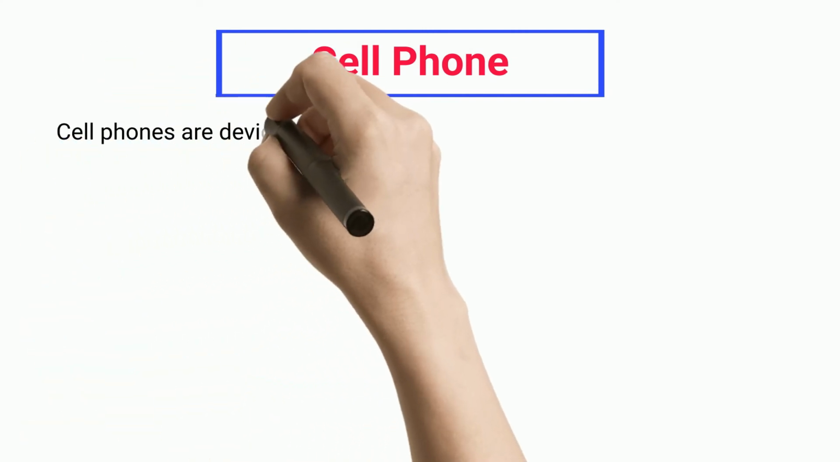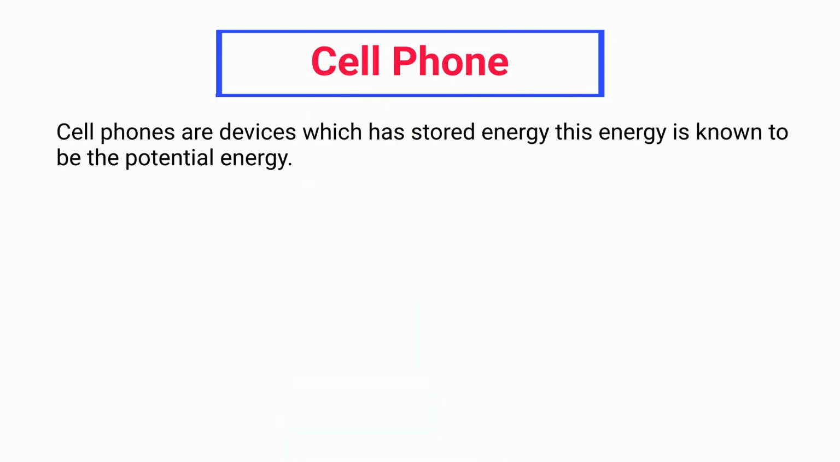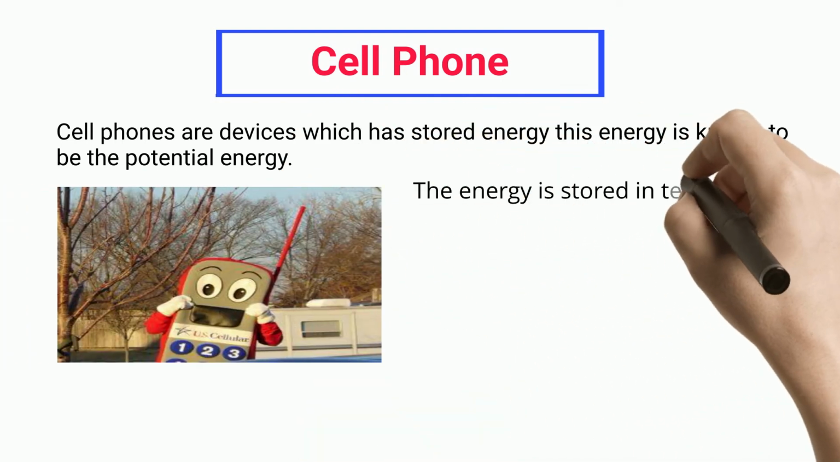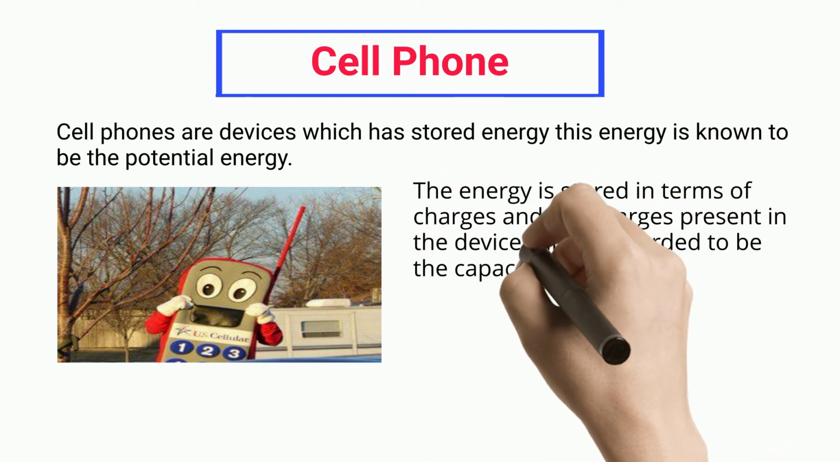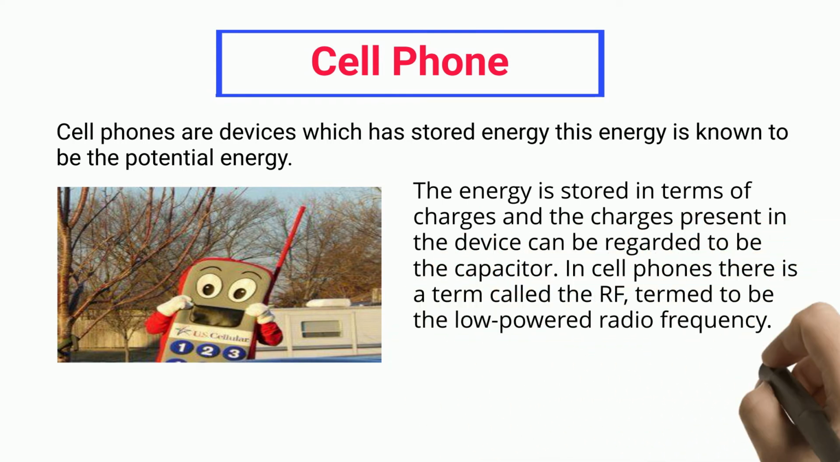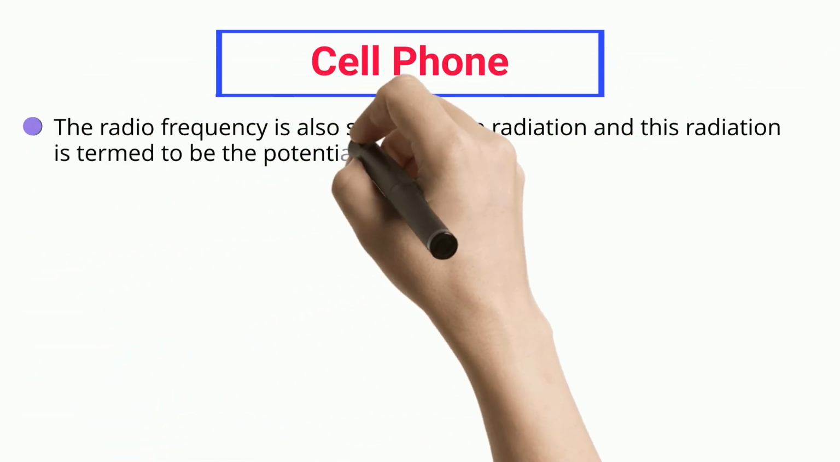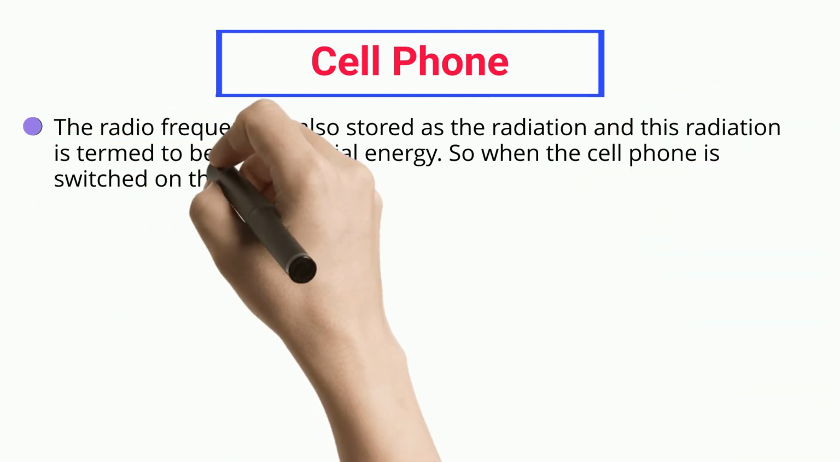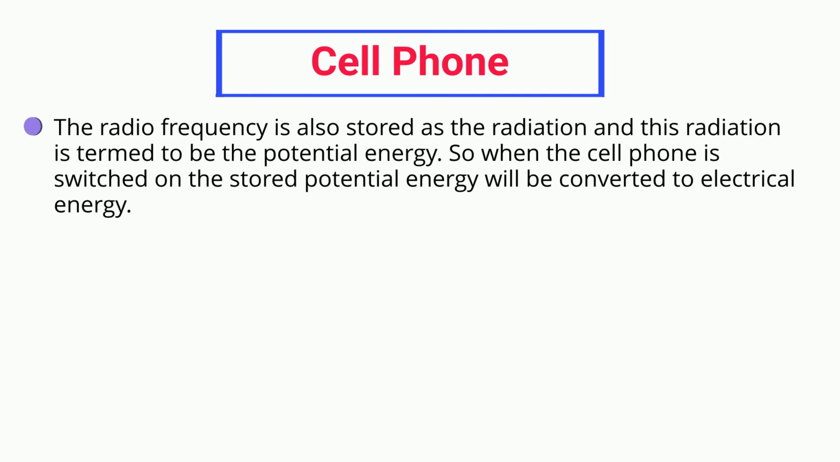Cell phone. Cell phones are devices which have stored energy. This energy is known to be the potential energy. The energy is stored in terms of charges, and the charges present in the device can be regarded as the capacitor. In cell phones, there is a term called RF, the low-powered radio frequency. The radio frequency is also stored as radiation, and this radiation is termed to be the potential energy. So when the cell phone is switched on, the stored potential energy will be converted to electrical energy.